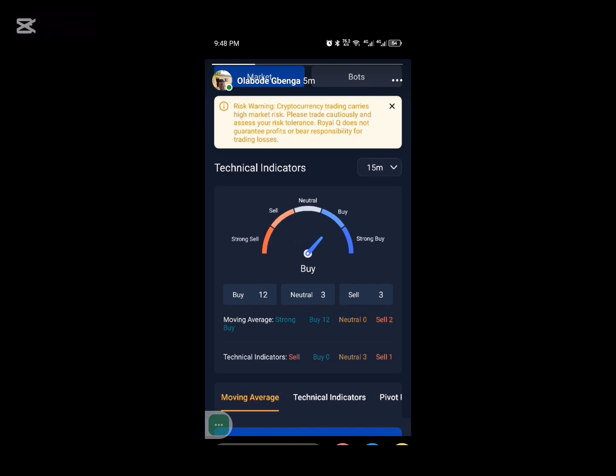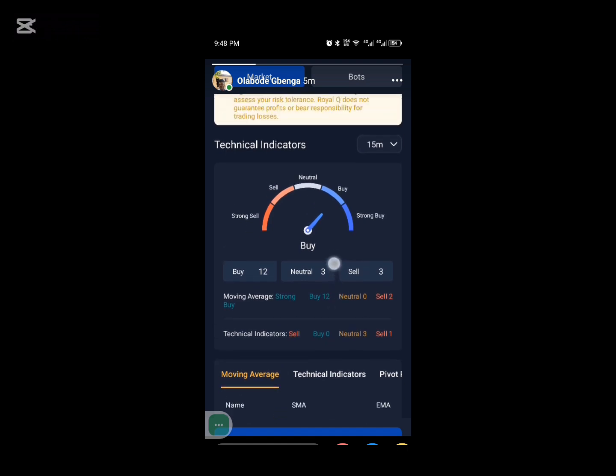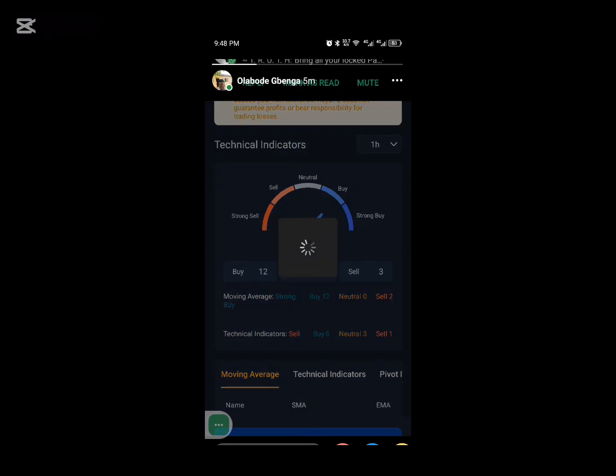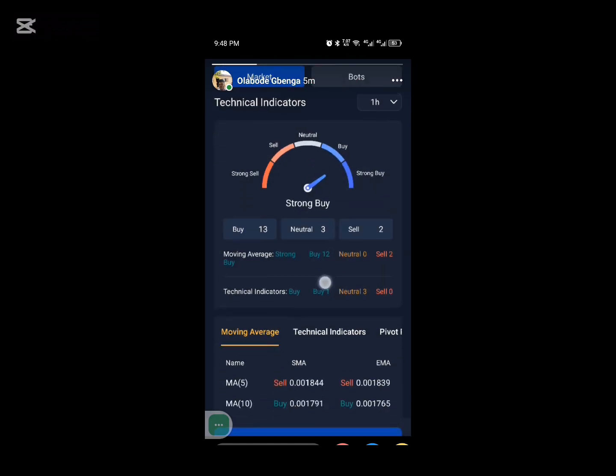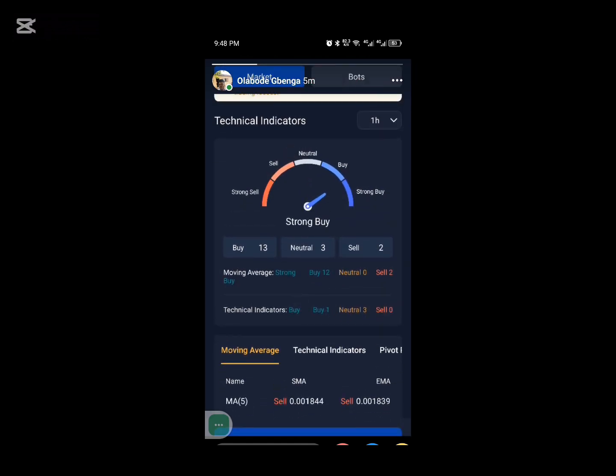In 15 minutes, you can see that the buyers are more than the sellers. I told you that point is good, because the buyer must be more than the seller. Check the 1 hour. In the next 1 hour, you can see that the buyers are still more than the seller. So the coin is still good to enter because the buyer is still leading the market.